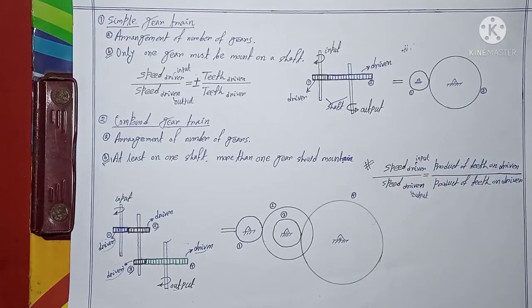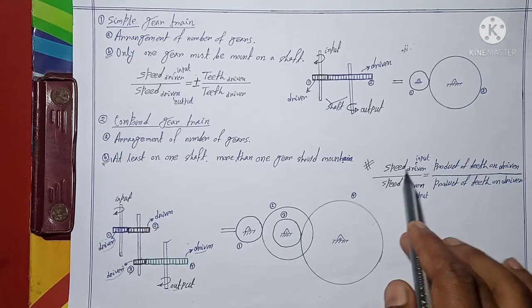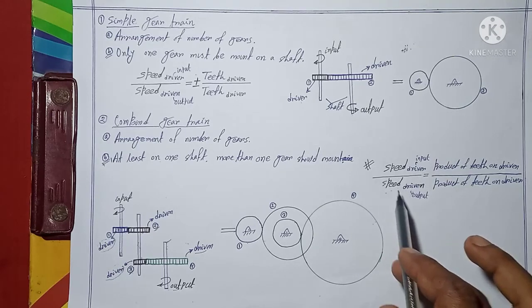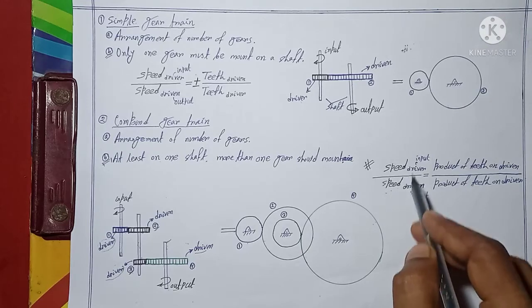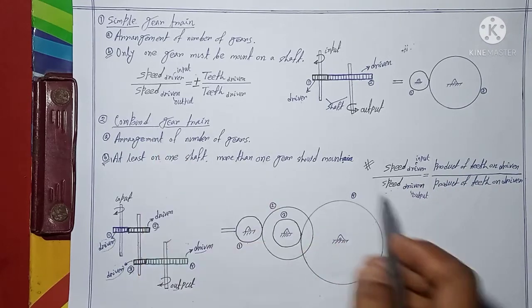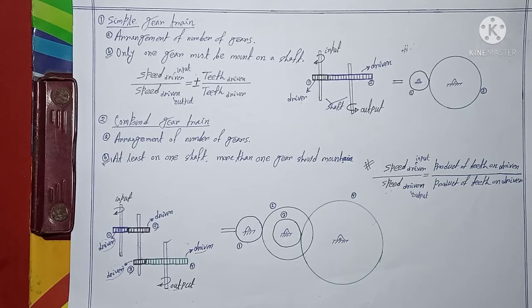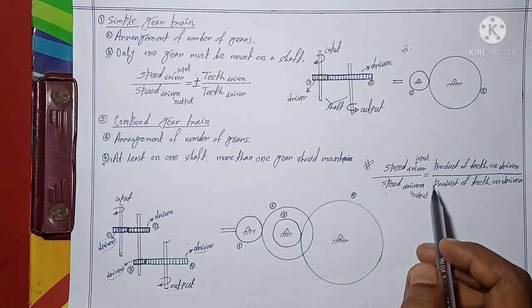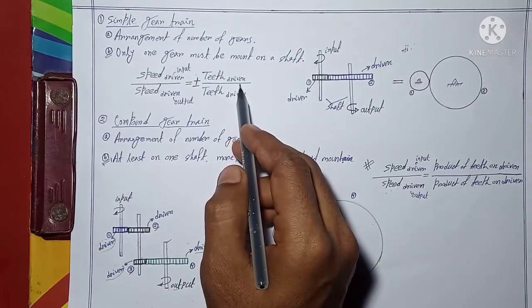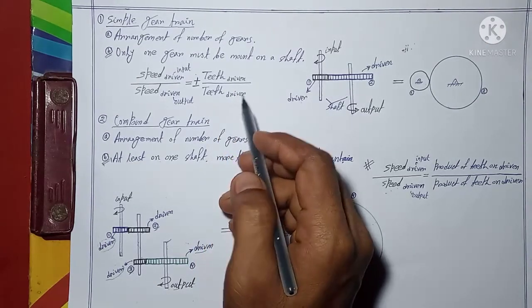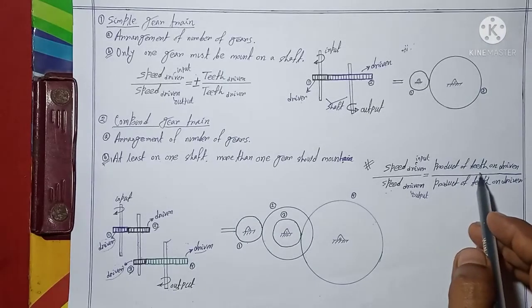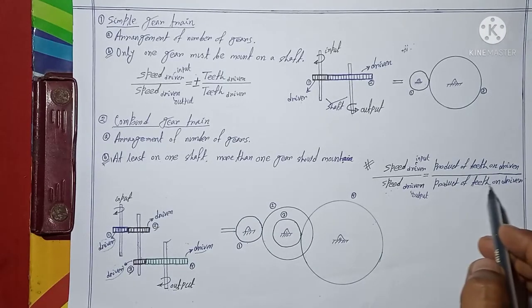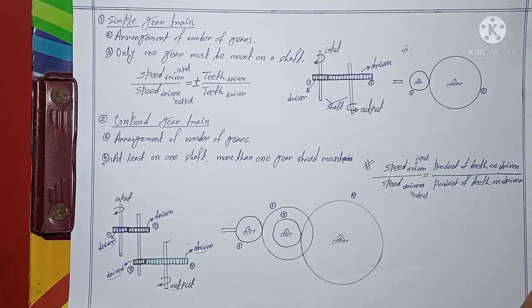Now, there is another very important formula for the compound gear train. You can also use this for the reverted compound gear train: speed of driver by speed of driven. The left side is the same for both simple gear train and compound gear train, but in the simple gear train you use number of teeth of driven by teeth of driver. But here it is the product of teeth on driven by product of teeth on driver. This you just have to remember.